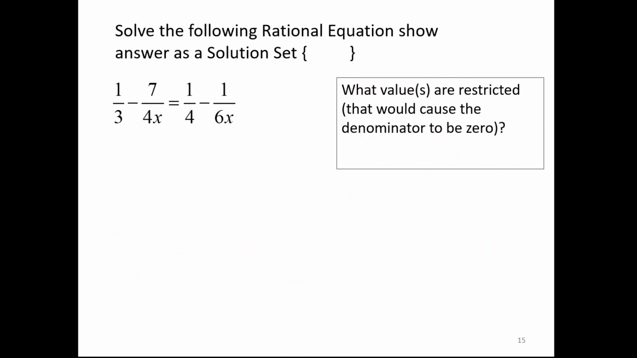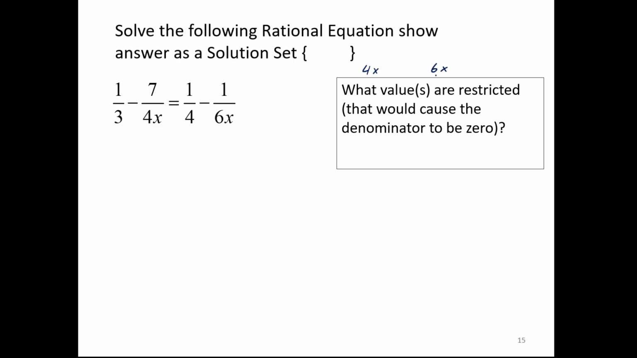Our next example, solve the following rational equation, show answer as a solution set. We have the equation 1/3 minus 7 over the quantity 4x equals 1/4 minus 1 over the quantity 6x. So we want to consider our denominators, and we can ignore the constants. We have 3 and 4. Those are two denominators. Those don't affect our restrictions. So we can consider 4x and 6x.